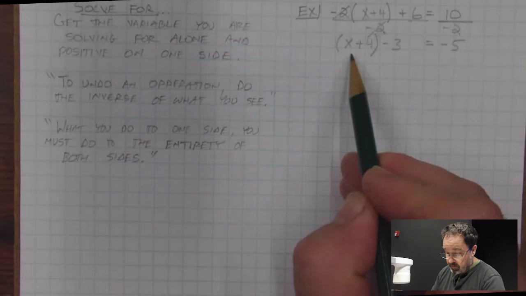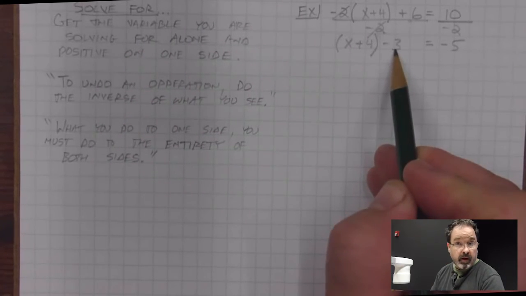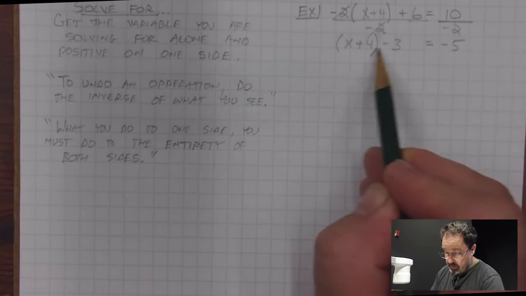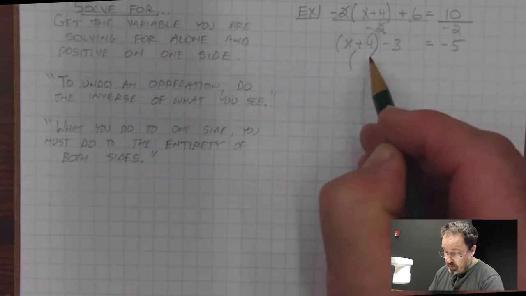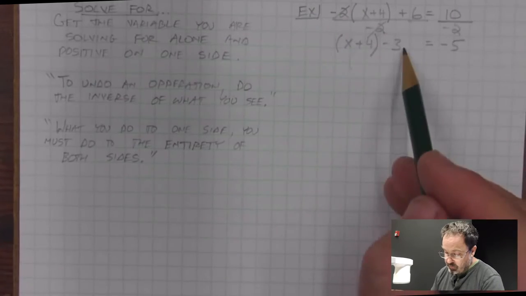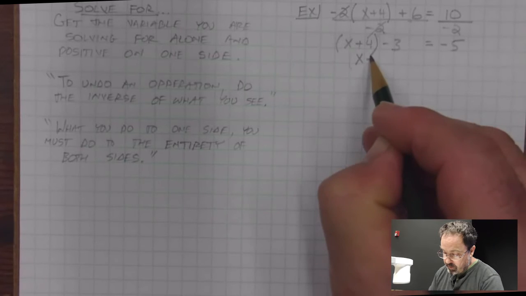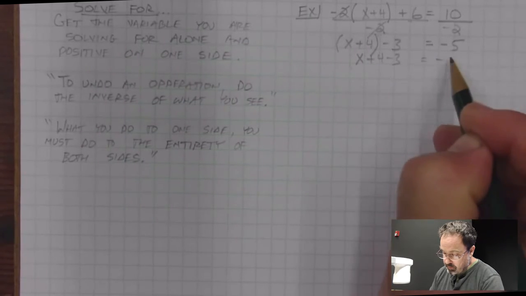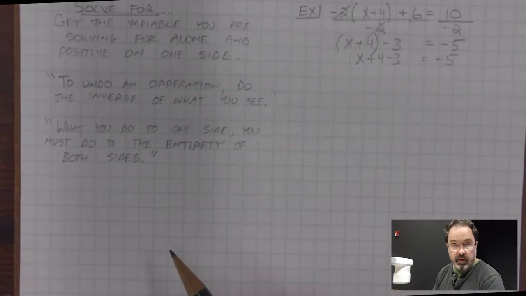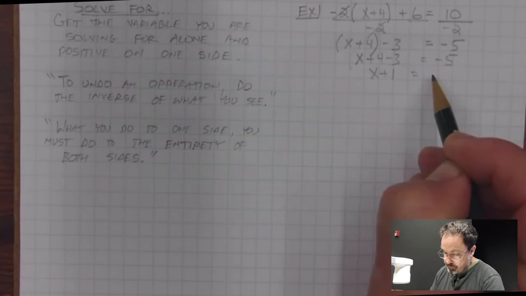To get x by itself, I have to undo the addition of 4 and the subtraction of 3. I could also drop the parentheses and combine these terms. If I do that, I'm going to drop the parentheses. It's not going to change the addition of 4 and subtraction of 3. I'll simply have x plus 4 minus 3, still equal to -5. But I can combine these now to be an x plus 1.